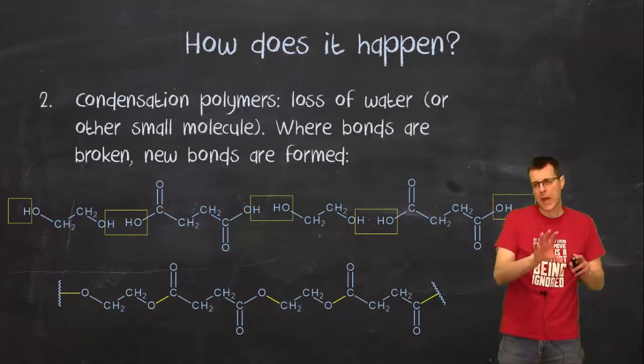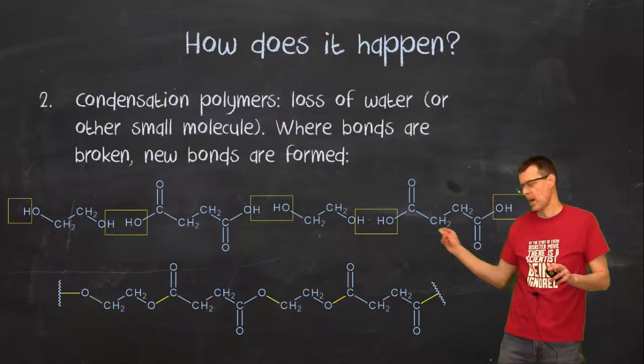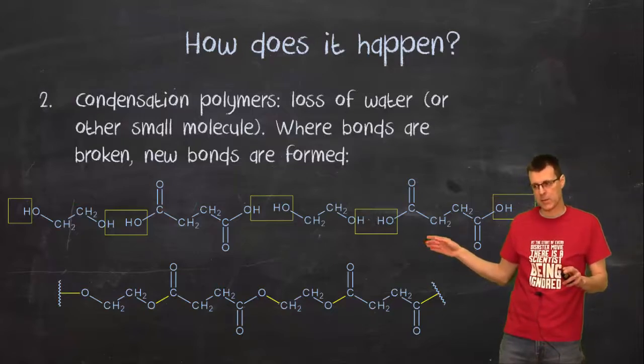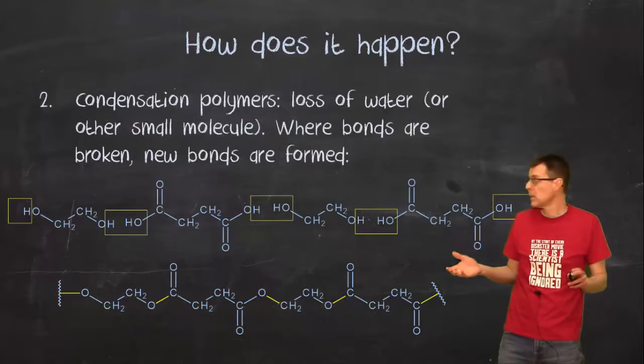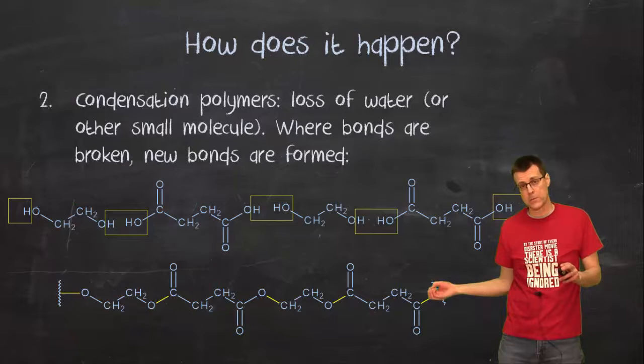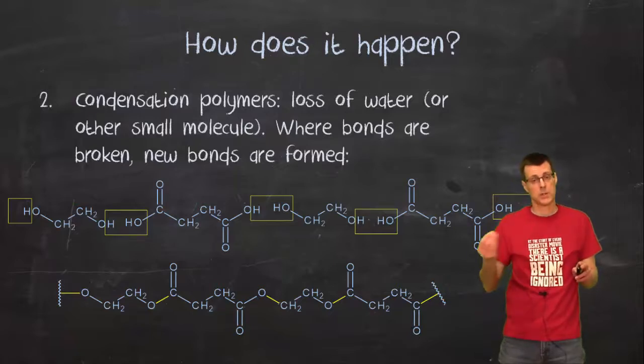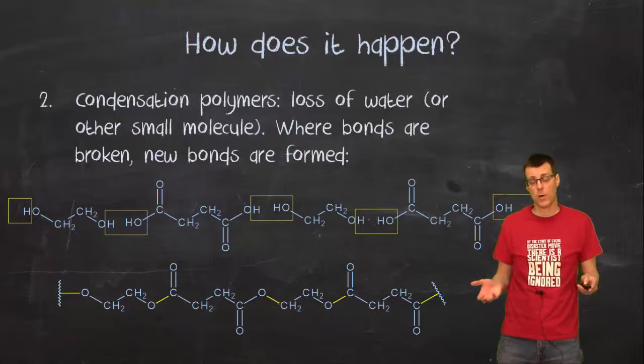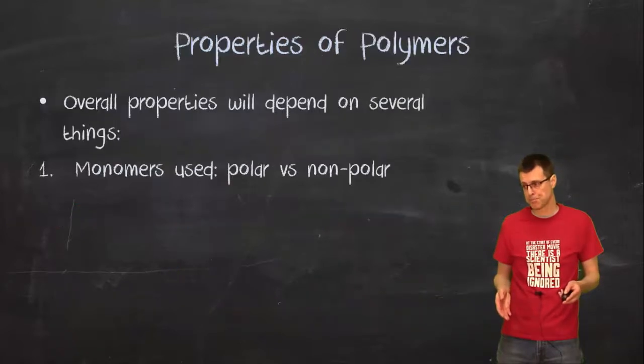It doesn't have to always be the hydrogen from that particular one. In this case, it's the alcohol, and the OH from the carboxylic acid. It doesn't have to be that. It's just I have to remove water. So the hydrogen from one, the OH from the other. Now I have two hydrogens, one oxygen. I have water, but I've also got broken bonds. Where bonds are broken, new bonds have to be formed.